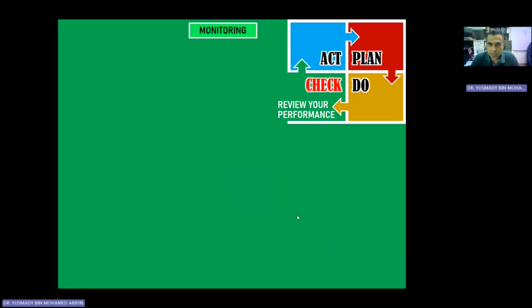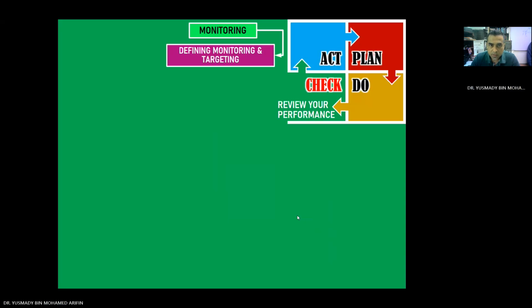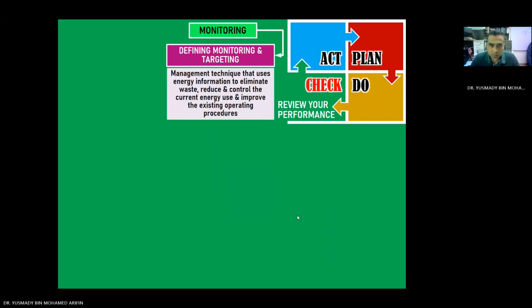Okay, next under the performance review, in order to check the performance, we need to conduct the monitoring process. Okay, what is monitoring and targeting? Monitoring and targeting refers to the management technique that uses energy information to eliminate waste, reduce and control the current energy use, and improve the existing operating procedures.